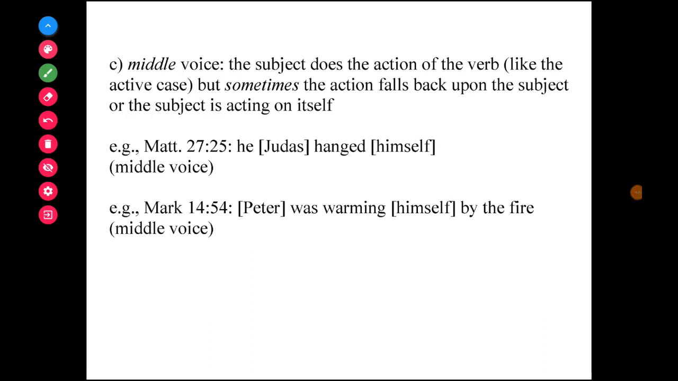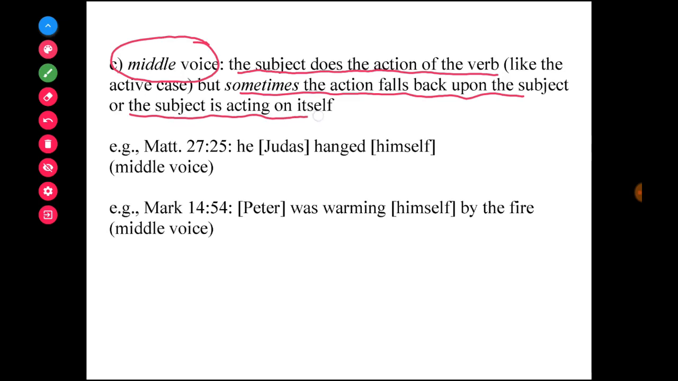There's a voice that occurs in Greek that you do not see in English at all, and that's called the middle voice. And that's when the subject does the action of the verb, but sometimes the action falls back upon the subject, or the subject is acting upon itself. So while this is a rare example of what we call the reflexive middle, and the reflexive middle is the least common form of the middle voice, it is the most readily understandable form of the middle voice.